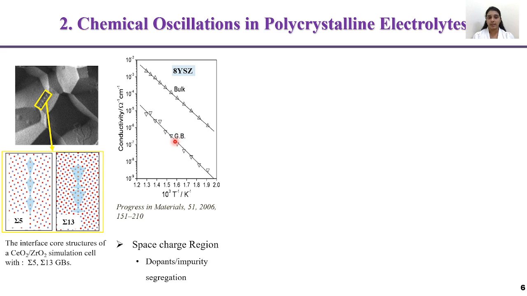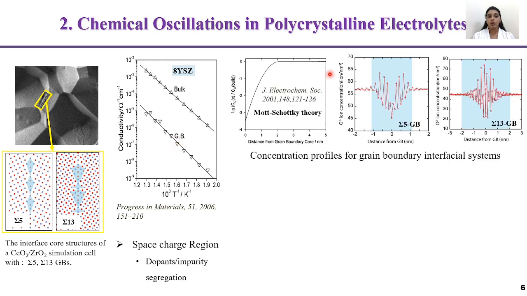This space charge region effect is often explained through decade-old theories that predict a monotonic decrease in ionic concentration profile at the grain boundary. Through MD simulations, we would like to see how oxide ion migration happens at the grain boundaries and whether it exactly follows theoretical predictions or not.